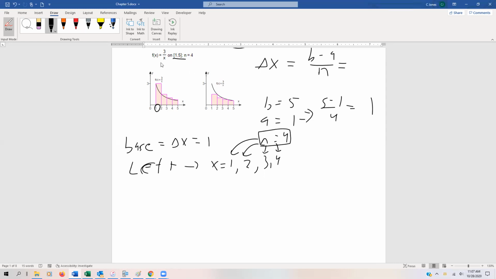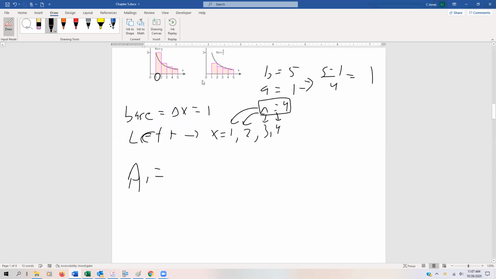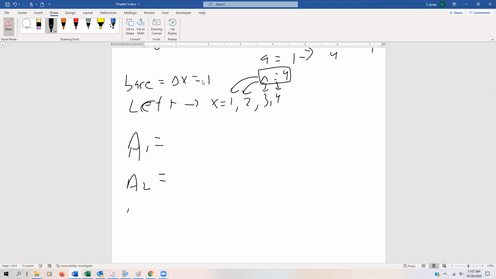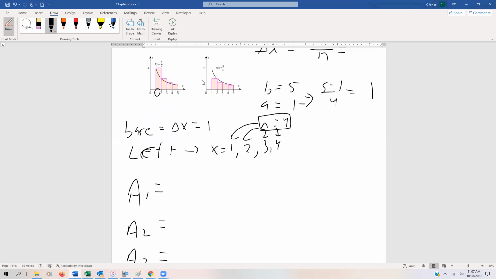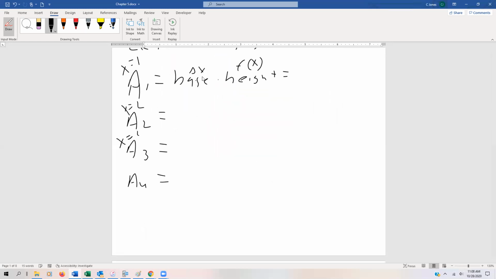Let's figure out what the area of each of these rectangles is going to be. I'm going to denote these as A1, A2, A3, and A4, because we have 4 rectangles. We're going to have base times height. And we know that the base is just delta x, and the height is the height of the function at that given point. This is when x is 1, x is 2, x is 3, and x is 4.